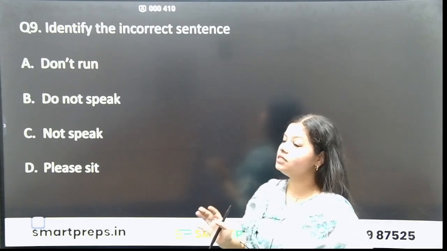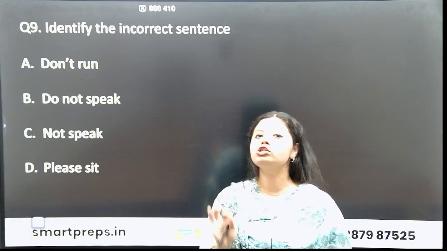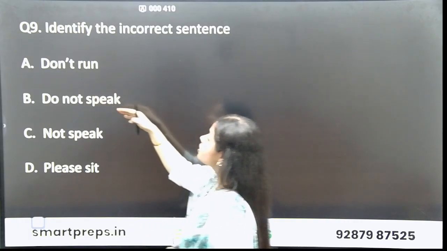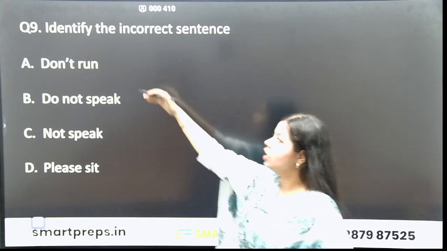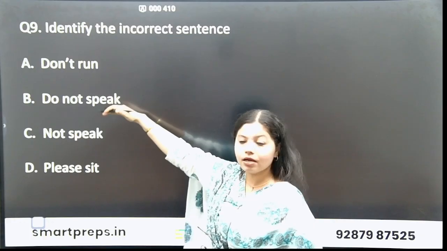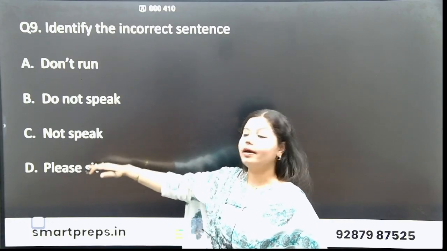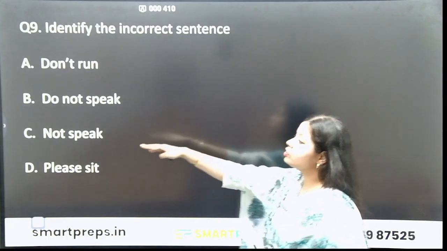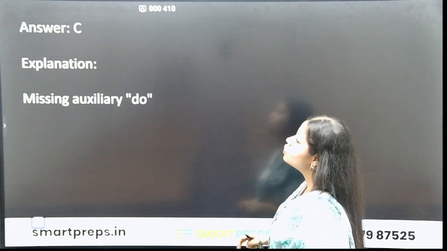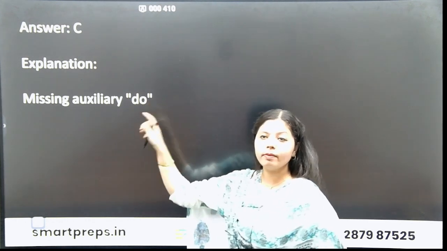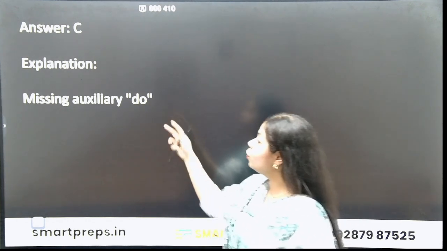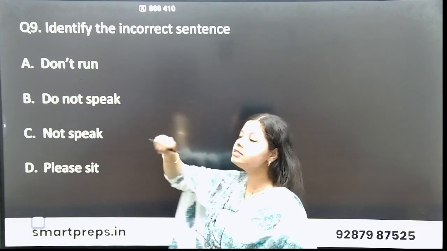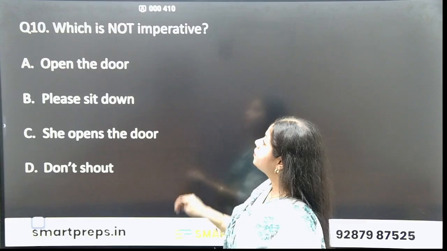All right, identify the incorrect sentence. Okay, the wrong sentence we have to identify. Don't run, do not speak, please sit. All are correct; not speak is grammatically wrong. So the answer is option C. Yes, so missing auxiliary do. So do is not there. All here are having auxiliaries, so the answer is C.